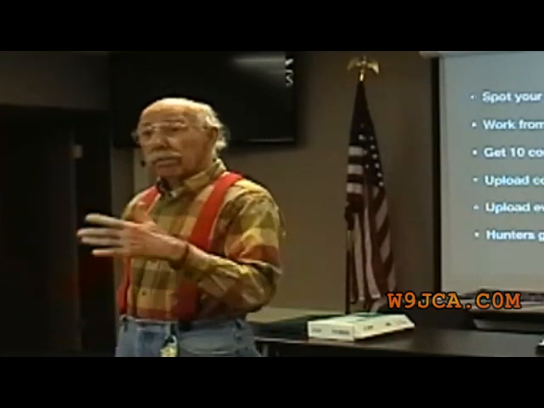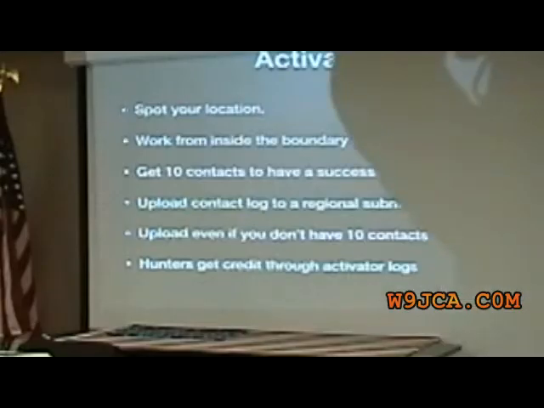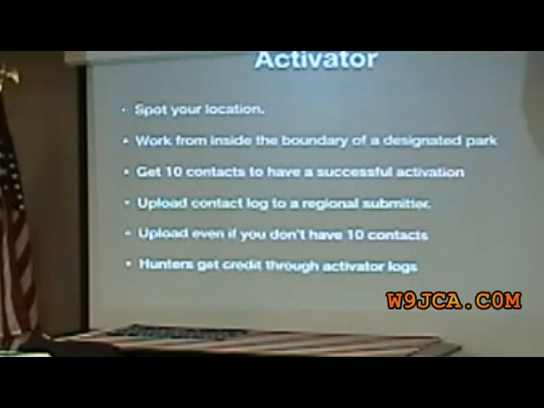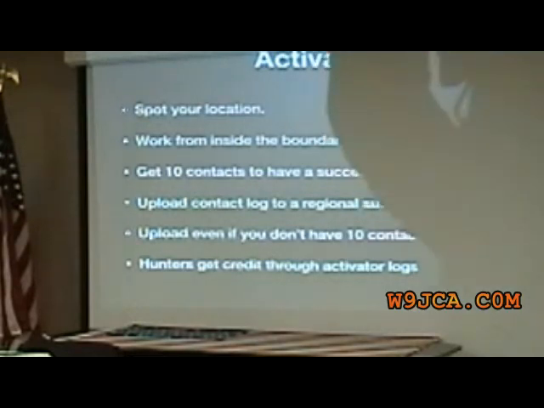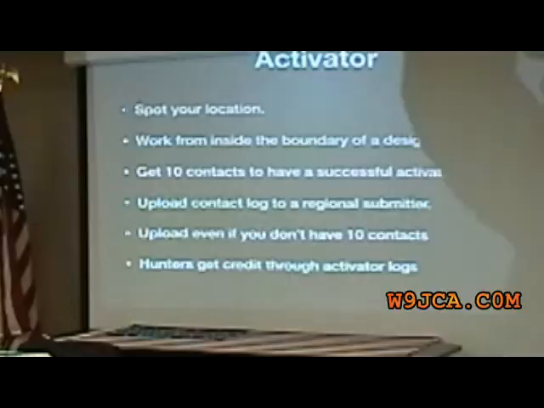In the case of, for example, Wilbur Wright Fish and Wildlife Area, I used to go down to the office down in Newcastle, but the area is also there just north of farmland on 28, so a guy can go down there and activate from there. You need to get 10 contacts from the park. So if you're an activator, you want to make at least 10 contacts to have a successful activation.